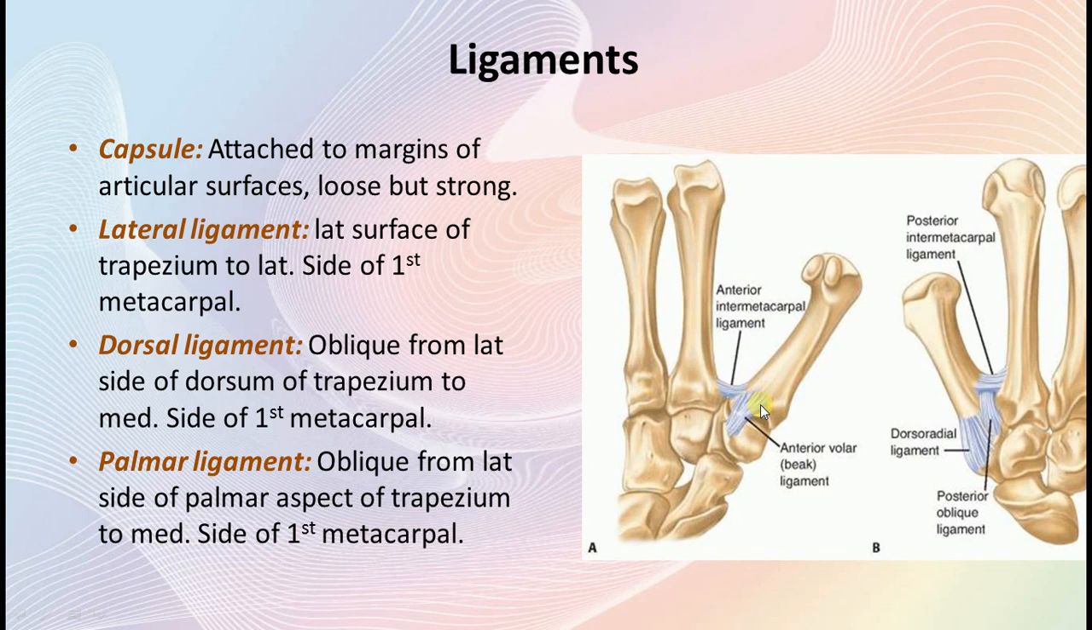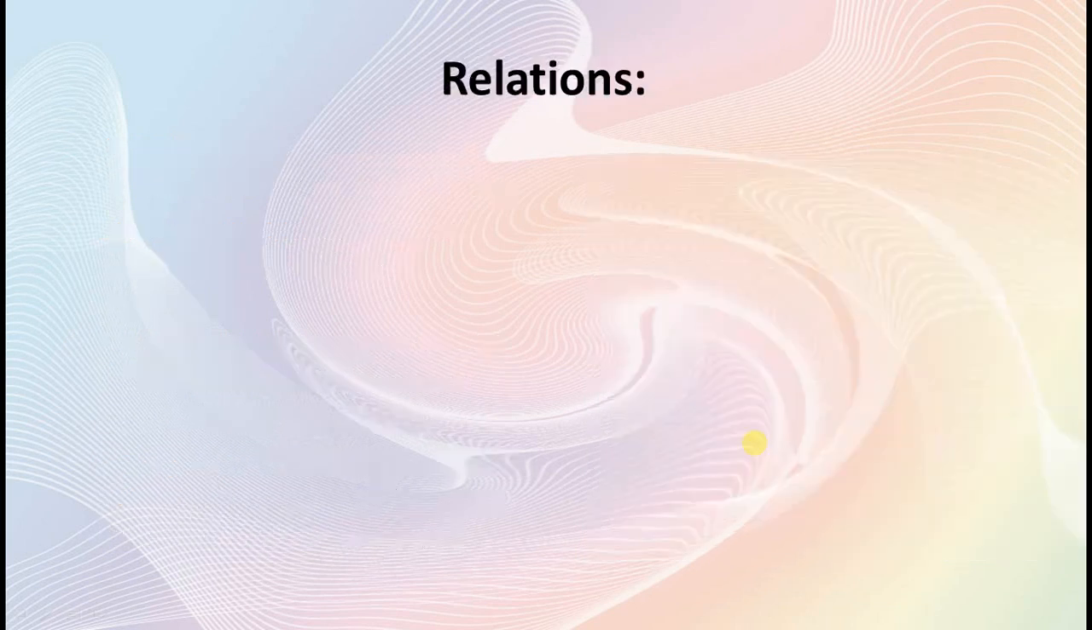Then you have the dorsal ligament and palmar ligament, both arising from the dorsal aspect and the anterior aspect of the trapezium, and both of them going to the medial or ulnar side of the first metacarpal bone. So kindly make a note of it. The medial side has two ligaments, somewhat firmly attached and fixed, whereas the lateral side is somewhat free. So those are the ligaments. We have seen the lateral ligament, then the dorsal ligament and palmar ligament.